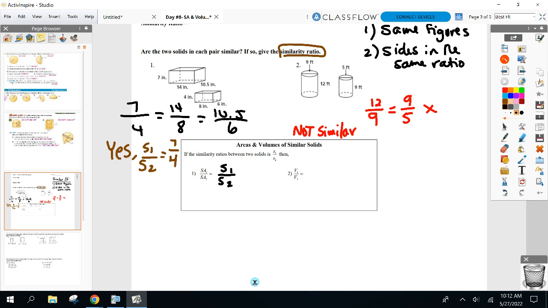Surface area. No. What do you think I have to do to it? Okay, done. So if you want the surface area ratio, square two of the corresponding sides. Right? Square two of the corresponding sides.